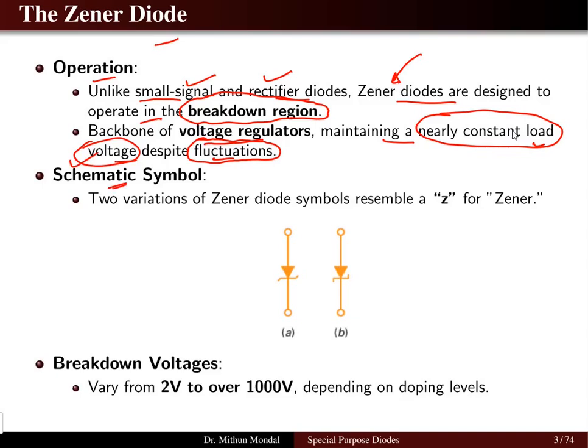If we talk about the schematic symbol of the Zener diodes, here you can see two different ways by which the Zener diodes are represented, with a shape resembling the letter Z, which is an indicator that the diode is a Zener diode. So the head of the diode is in the form of the letter Z, and hence it is known as a Zener diode. The breakdown voltage usually varies from 2 volts to over 1000 volts depending upon the doping level used for the P-type or N-type semiconductor.